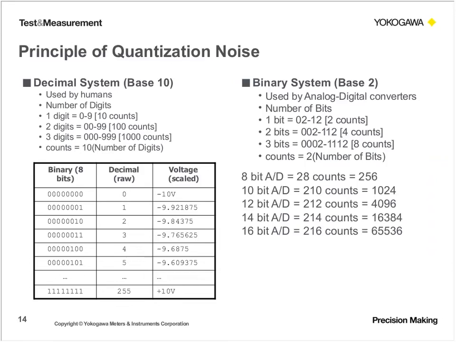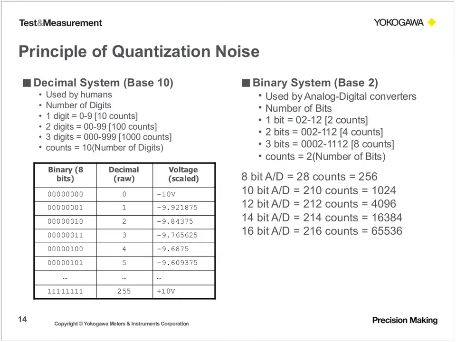In the data acquisition world, where you're dealing with analog to digital converters, instead of the decimal system, you have the binary system, which essentially you're dealing with number of bits. So I mentioned it earlier about 8-bit systems, but the way it works is basically for a 1-bit, you can have 2 counts.